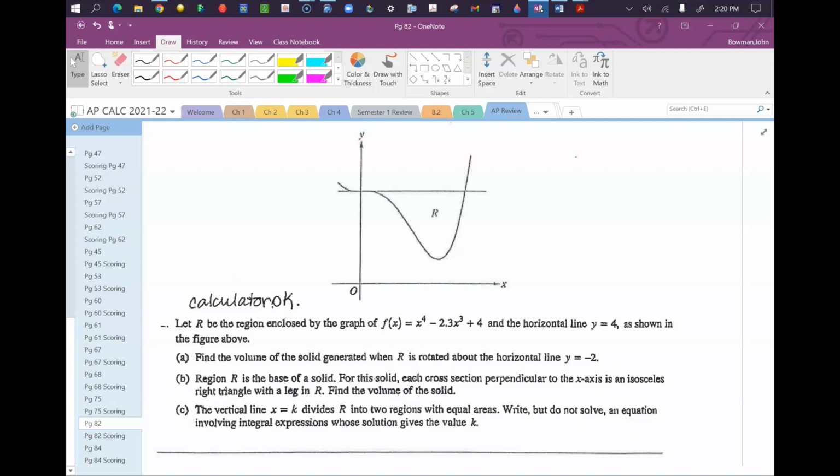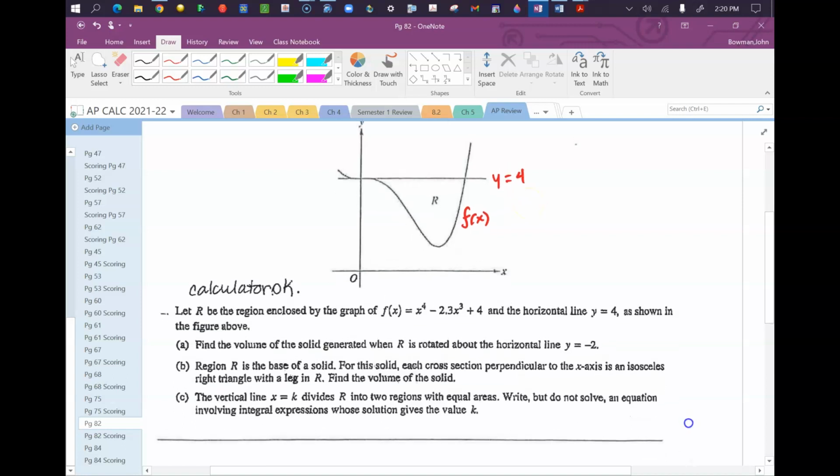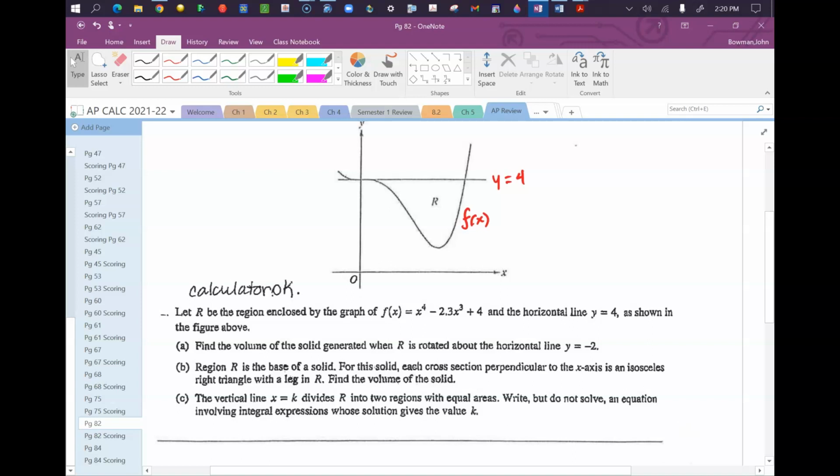It is a calculator OK problem. It says let R be the region enclosed by the graph of f of x equals x to the fourth minus 2.3x cubed plus 4. So that's going to be f of x here. And the horizontal line y is equal to 4, as shown in the figure above. Find the volume of the solid generated when R is rotated about the horizontal line y is equal to -2.